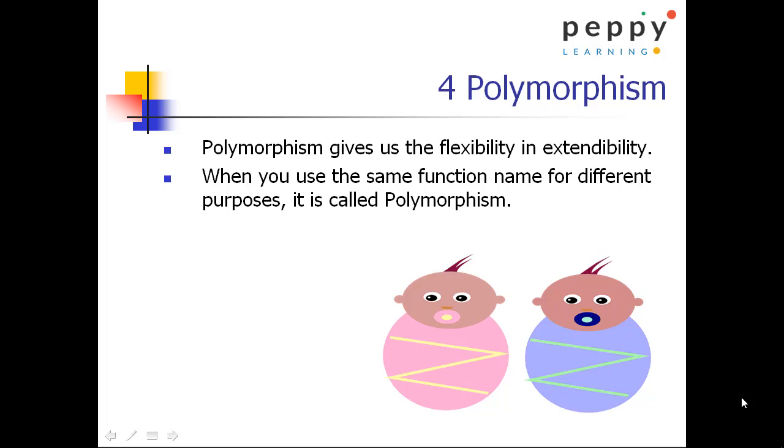Polymorphism. Polymorphism gives us flexibility in extendability. Ideally, if you want to use the same name for a method, it is possible with certain conditions. When you use the same function name for different purposes, it is called polymorphism. There are two types of polymorphism: dynamic polymorphism and static polymorphism. There is a dedicated video for that. Further we can see more about it.